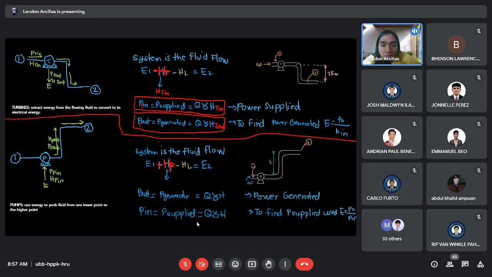So, ibig sabihin pala ng HP na to, since this is the fluid flow, ang HP na yan is HP out. Yes? So, that is the HP out kasi siya yung nasa loob ng system. Kanina, ang nasa loob ng system is HT in, right? So, to find the power out, the formula is discharge times the specific weight times the HP out. Of course, because this is a P out. PP out.